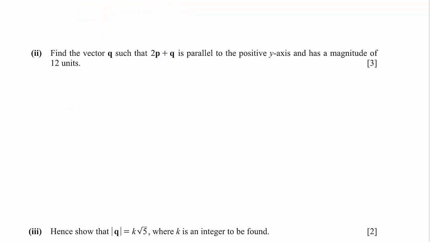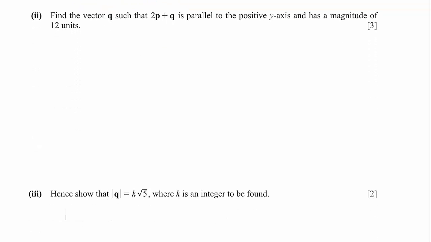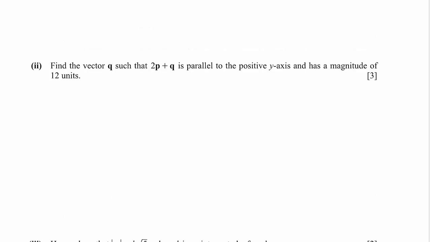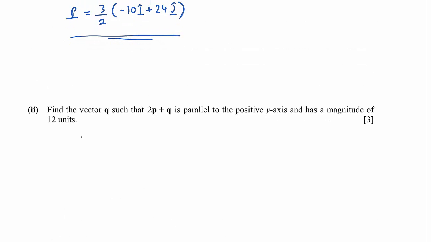Okay. We now want to find a vector q such that 2p plus q is parallel to the positive y-axis and has a magnitude of 12 units. Okay, so 2p plus q, so 2p is going to be 3 times negative 10, 24. I'm just going to go to column vectors here. I don't like writing all the i's and j's. And then q. And we know that that's going to have to be of the form 0, 12.